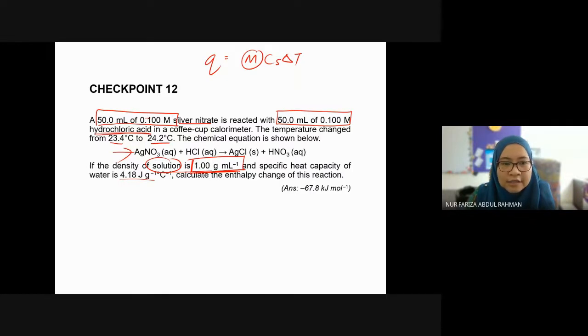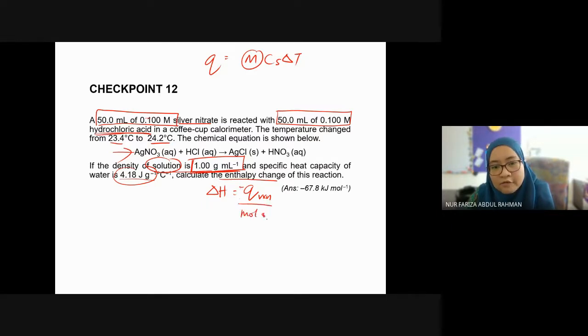Therefore, the heat capacity of the solution is the same as the heat capacity of the water. Okay, calculate the enthalpy change of this reaction. Enthalpy change, guys. So this is delta H. Delta H is equal to Q of reaction. Since this is an exothermic reaction, your value should have a negative sign, okay? Divided by the mole of substance. So this is the formula.